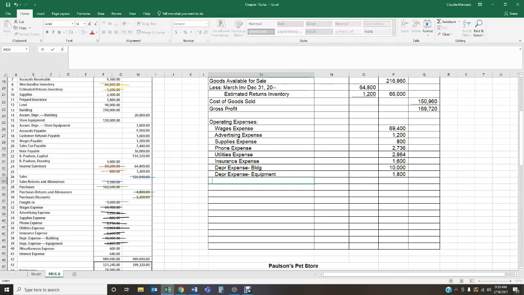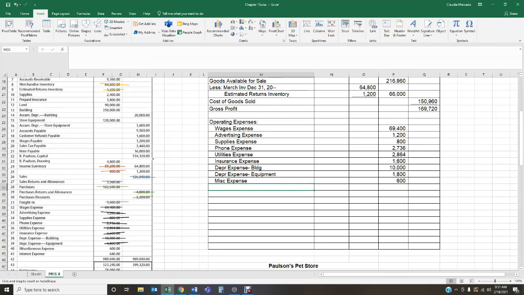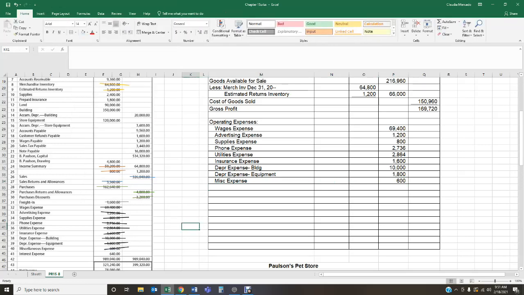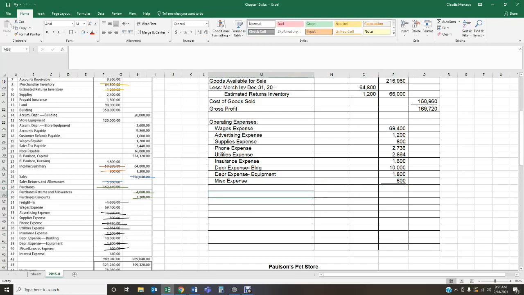Then we have miscellaneous expense. Usually your operating expenses will end in miscellaneous expense. Miscellaneous expense is usually the last account dealing with operating expenses. Now, if we notice here, we have one more account, that's interest expense. But interest expense is not part of the operating expenses of the business. That is under other expenses. So we're going to stop there for operating expenses, and we're going to tally that up and get our total operating expenses.